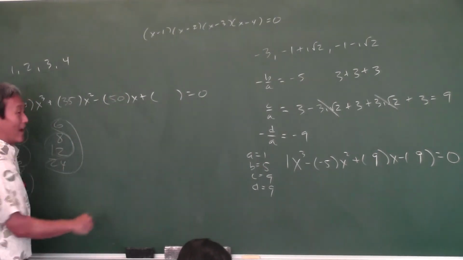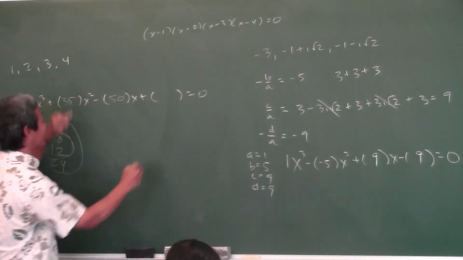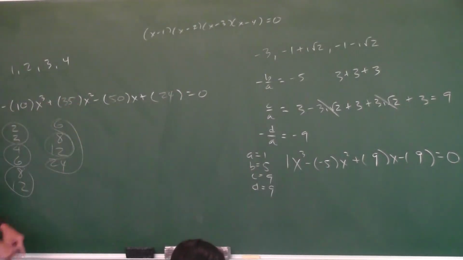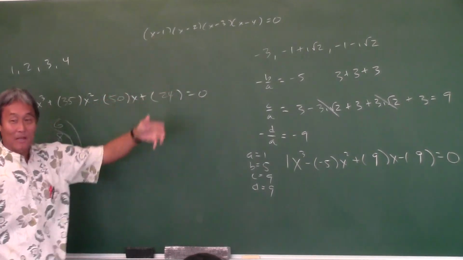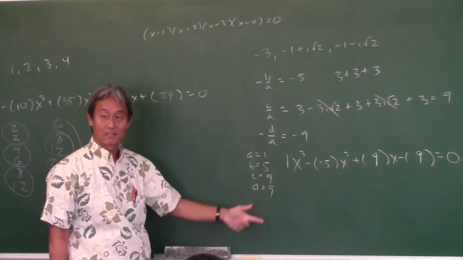50. And finally, the last one is multiply them 4 at a time. What is that times that times that times that? 24. Boom, finished. That's the answer. Isn't that a lot better than multiplying it all out? Yeah, but in order to do that, you gotta know this.